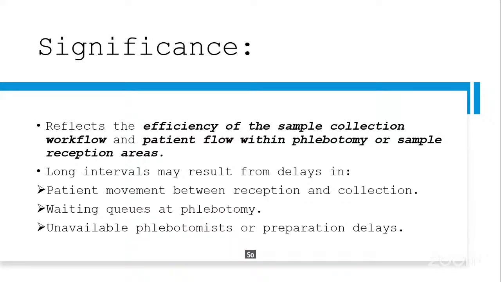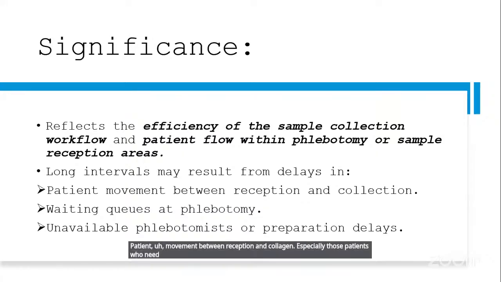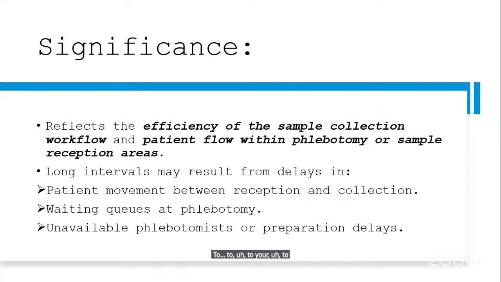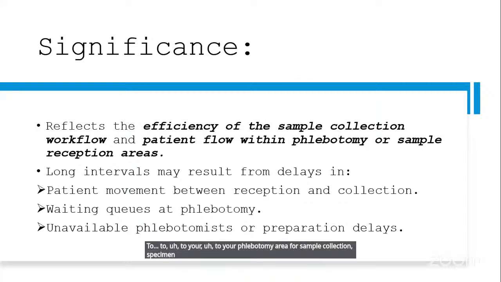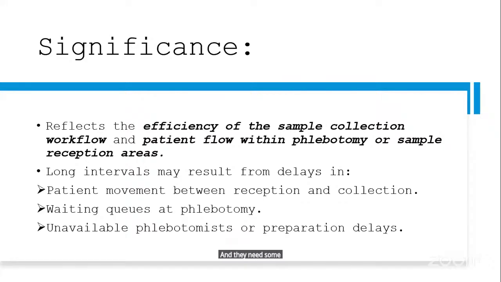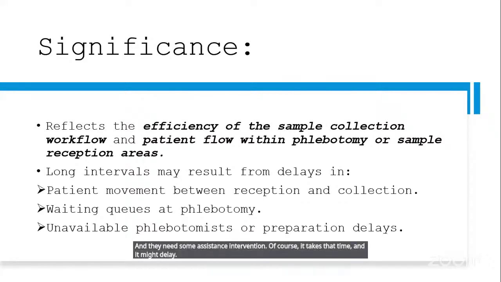So when you have long intervals beyond your target values, of course, they always arise from delays in number one, patient movement between reception and collection, especially those patients who need support from one point to another. Do you need to transfer this patient from your reception area to your phlebotomy area for sample collection, specimen collection, and they need some assistant intervention? Of course, it takes that time and it might delay the collection of sample.